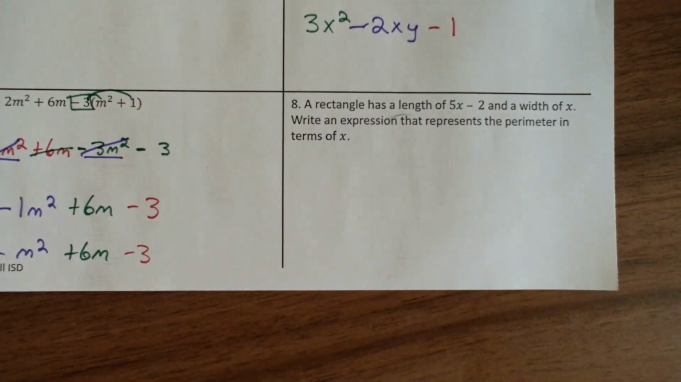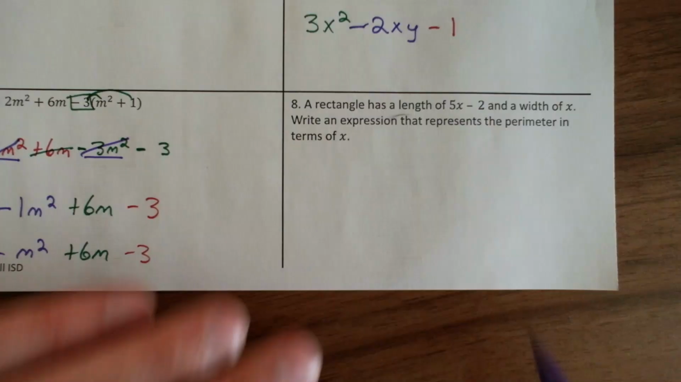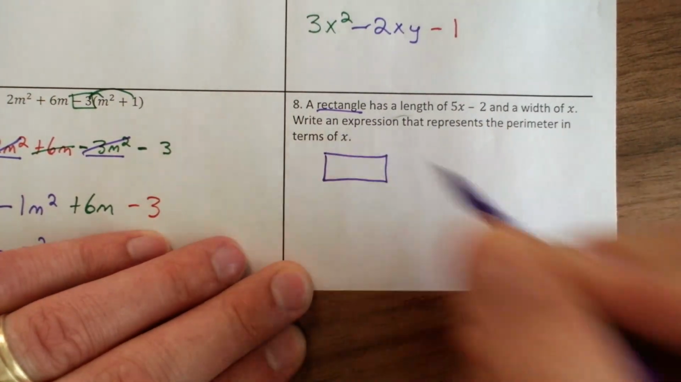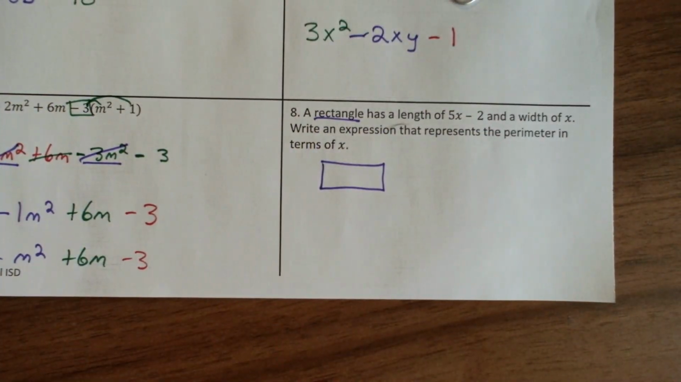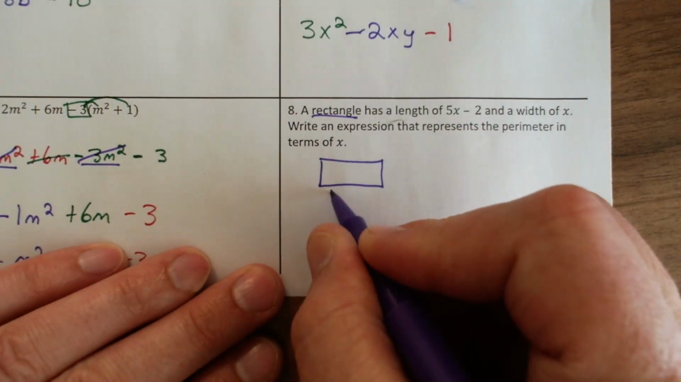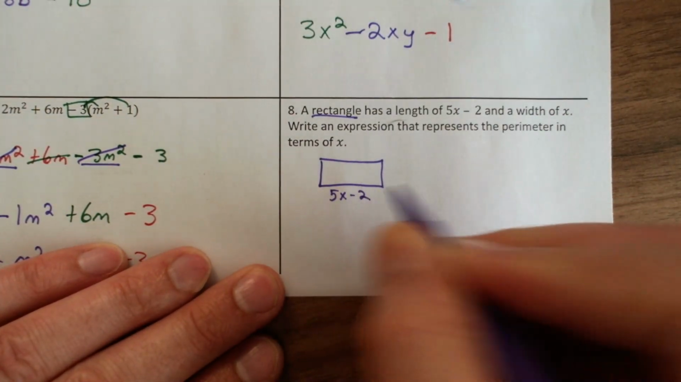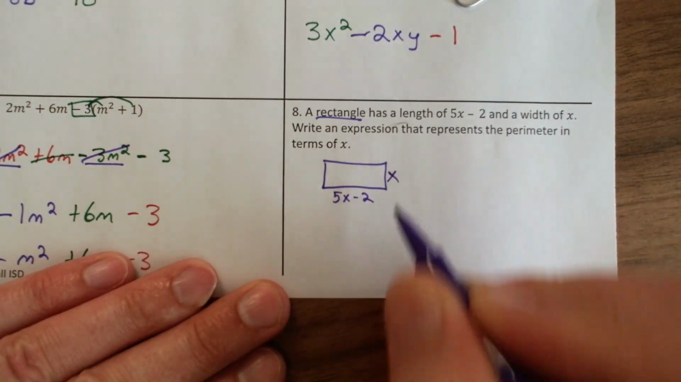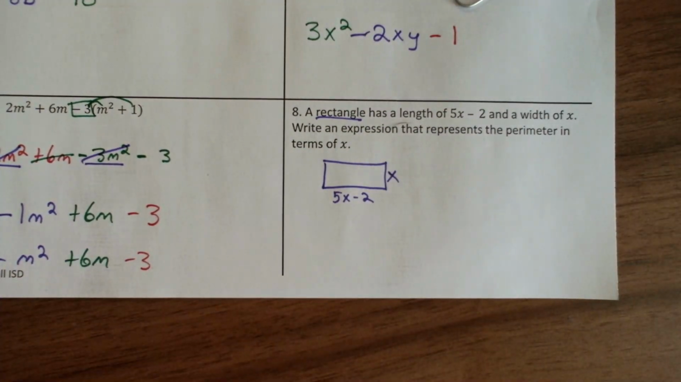Problem number 8, a rectangle. As soon as I see this, the first thing I do is draw a rectangle. They told me a shape, I'm going to draw the shape. A rectangle has a length of 5x minus 2. So length 5x minus 2. And a width of x. So this is x. It doesn't matter which side is which. It's just the way I drew it.